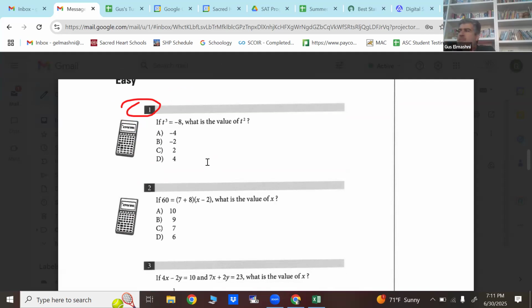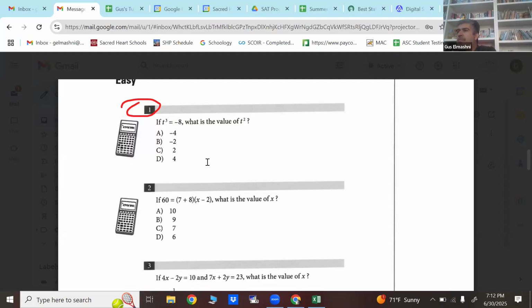We got to about one. Put D. Do we agree? Why is it D? Don't be scared. You got it. If t cubed is -8, t has to be -2, because when you multiply -2 three times, you get -8.